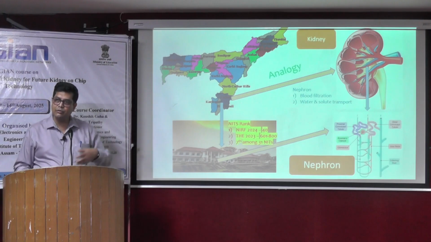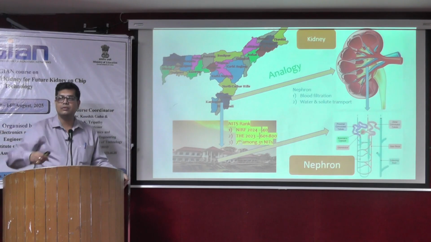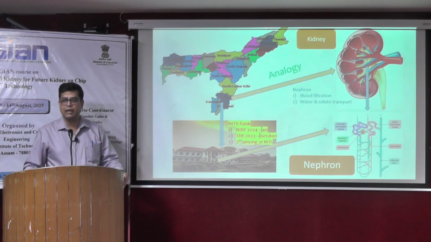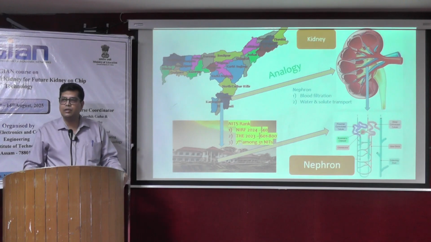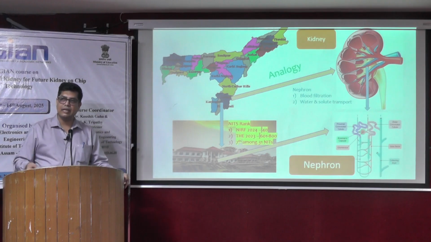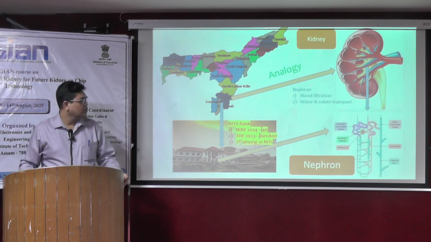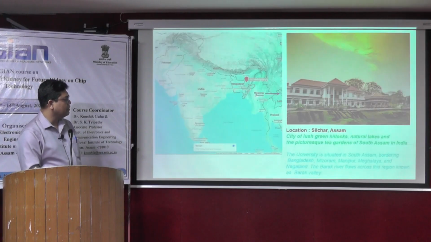So first it is filtered out, then about 70% is reabsorbed, sodium and potassium going back into the blood. Only the toxins and urea that are not required by the body are excreted, and the rest is reabsorbed again. This is a continuous process: filtration, reabsorption, again filtration, reabsorption, then secretion, then excretion. There are different parts that I will discuss. Both are of high value.